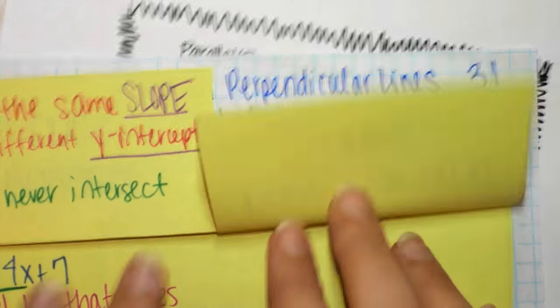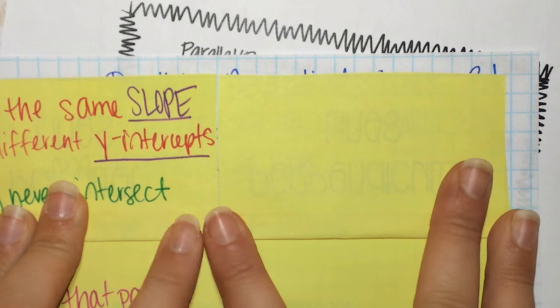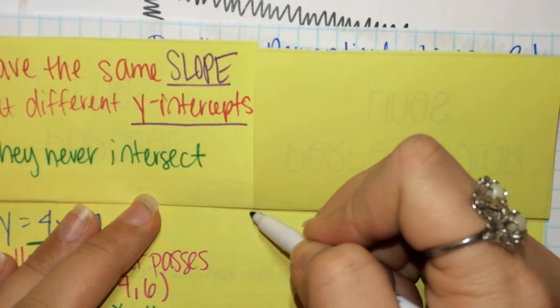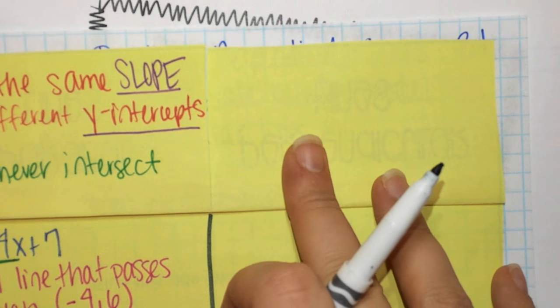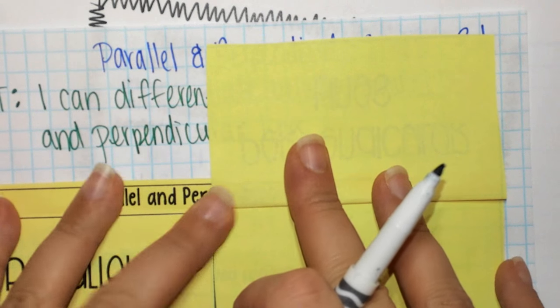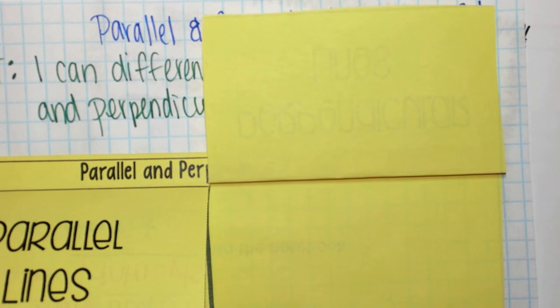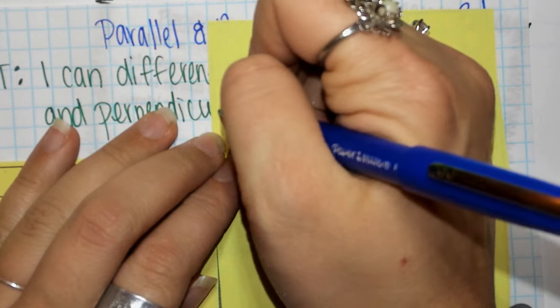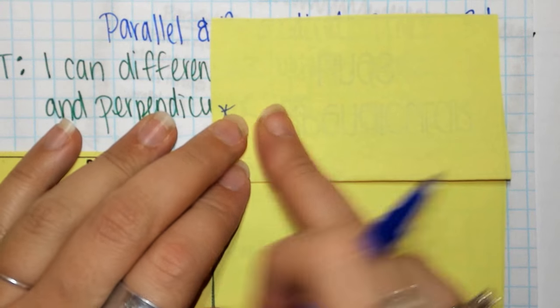Okay, so let's do perpendicular, because I want to play our speed dating game. Alright, so let's draw a line right here. Perpendicular means that they what? They cross, they touch, they intersect. And does anybody know at what kind of angle they intersect at? A 90-degree angle. So, we're going to write that as our second fun fact.